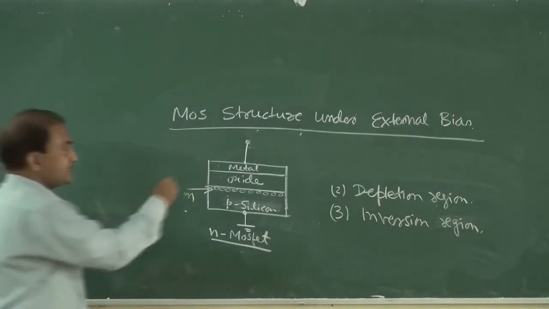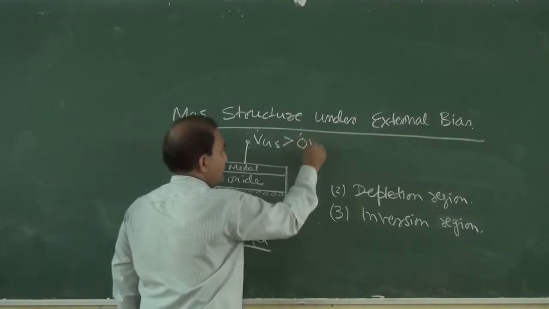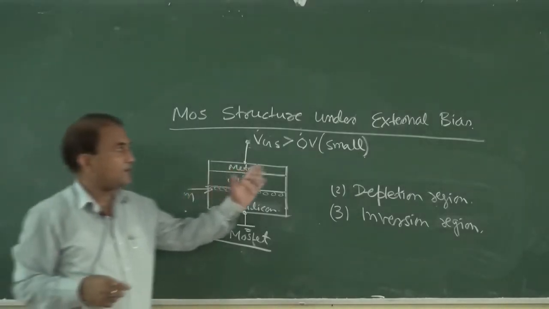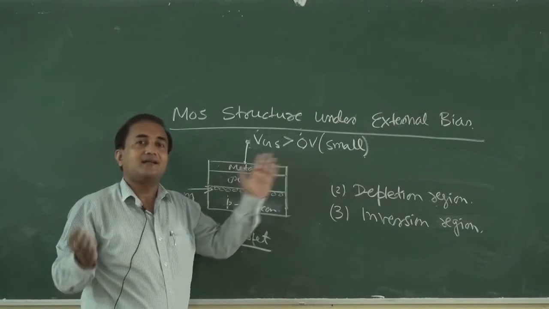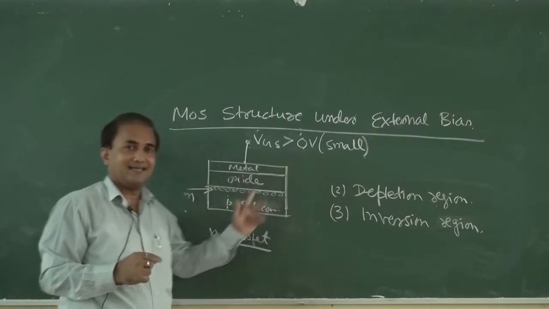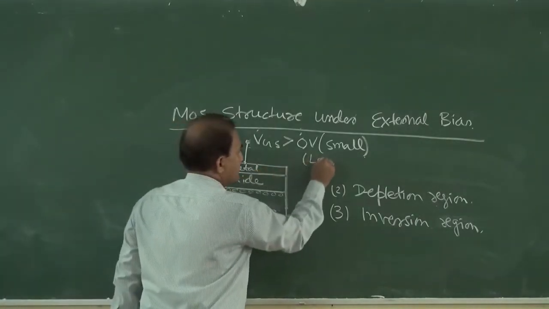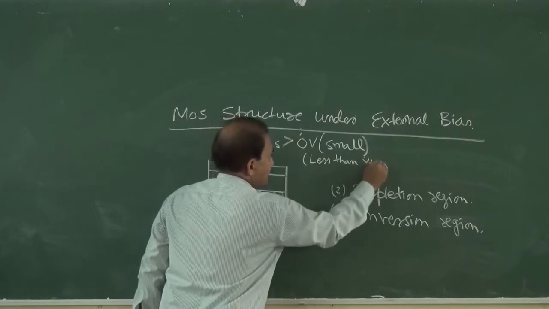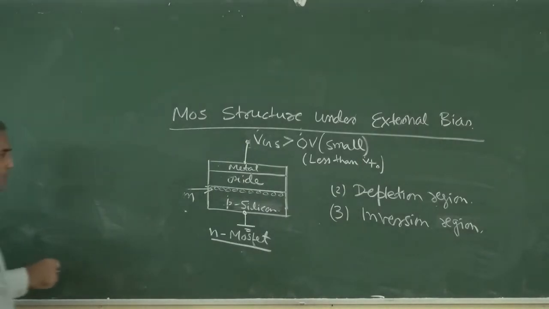The second region is the depletion region. Here in the depletion region, VGS is greater than 0 volt but its magnitude is very small, meaning less than VT naught, the threshold voltage of this device.